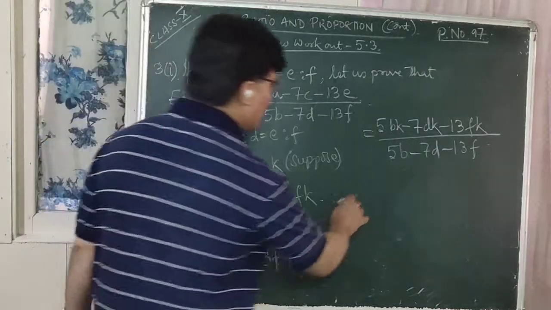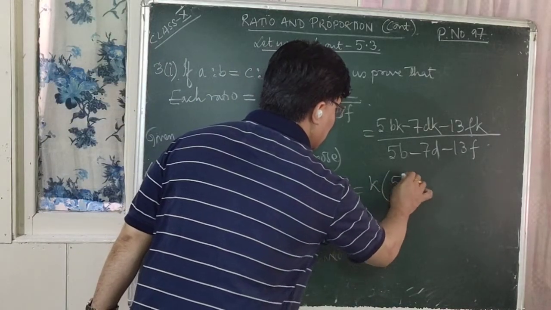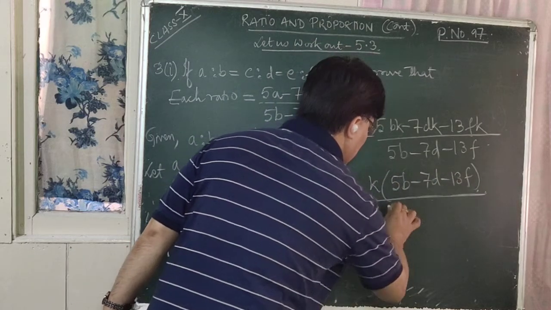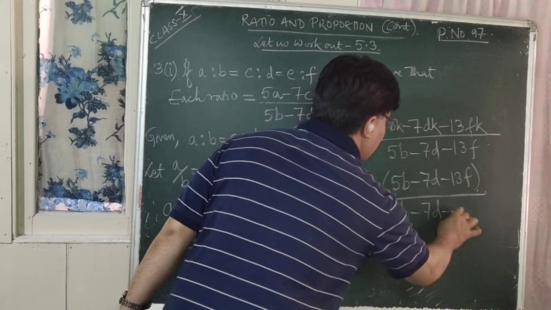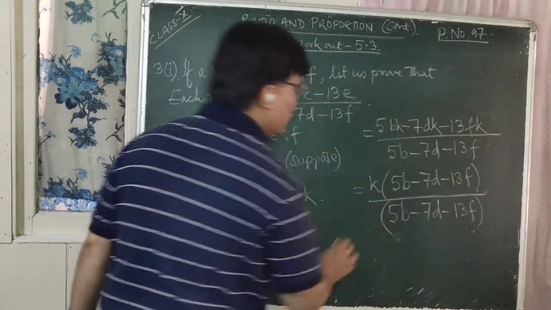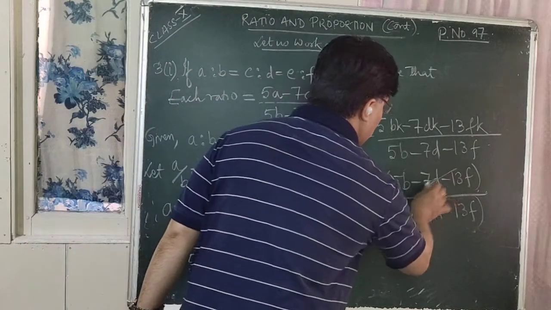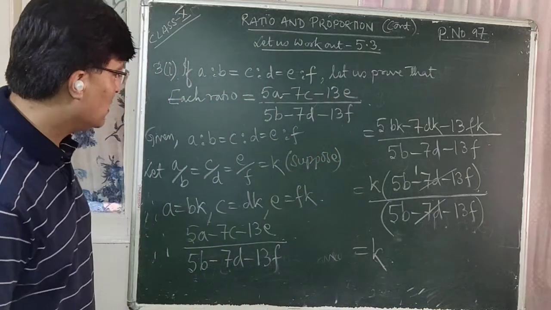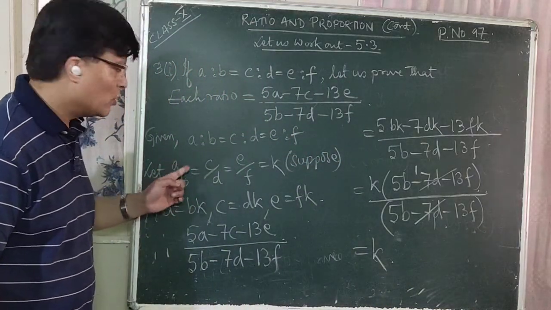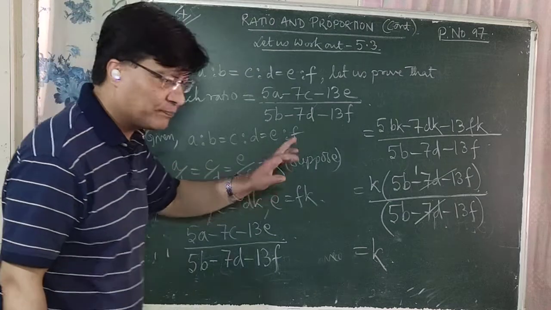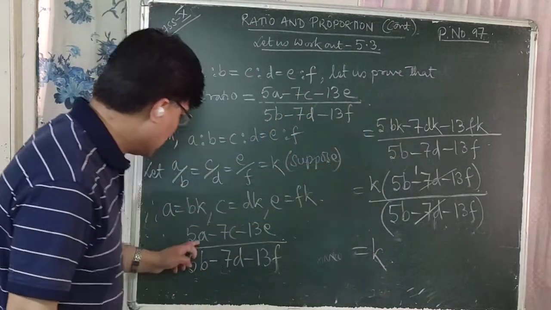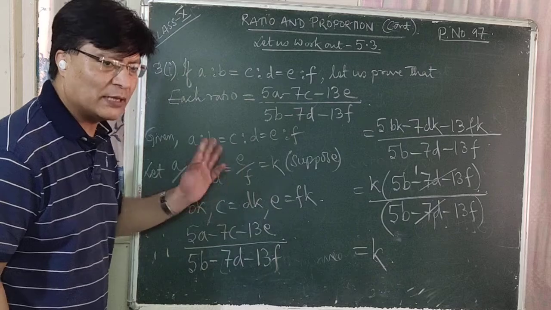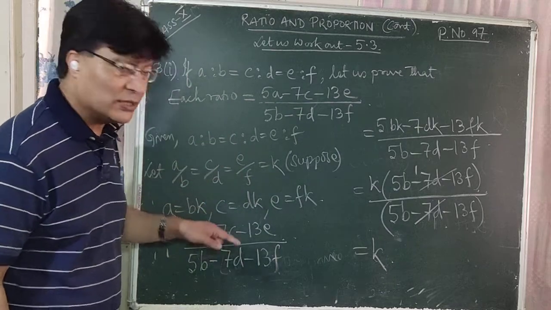So now you can take K common here, within bracket 5B minus 7D minus 13F whole divided by 5B minus 7D minus 13F, right? So you can cancel these two similar terms here, okay? So which is equal to K. That means, in this case, we had assumed each ratio is equal to K, and we have proved that this K is equal to what? 5A minus 7C minus 13E whole divided by 5B minus 7D minus 13F. That means you can write down that each ratio is equal to this fraction.